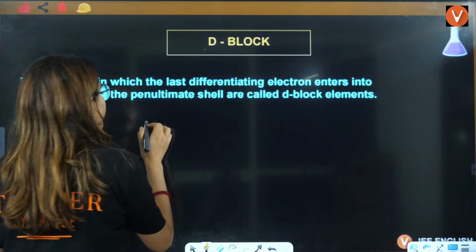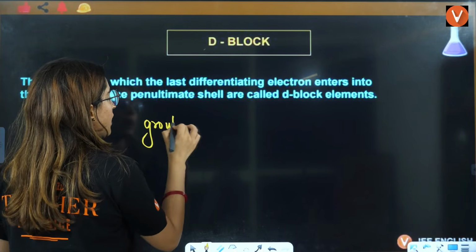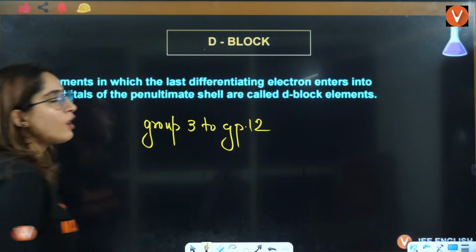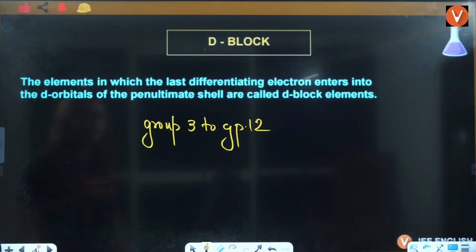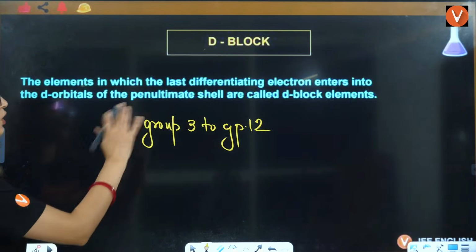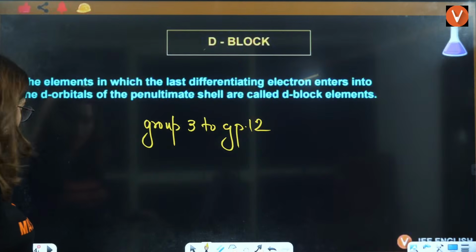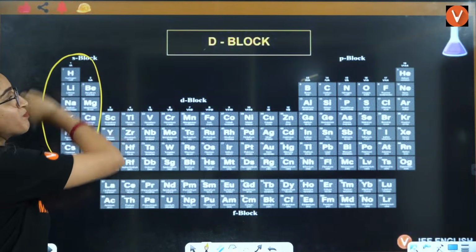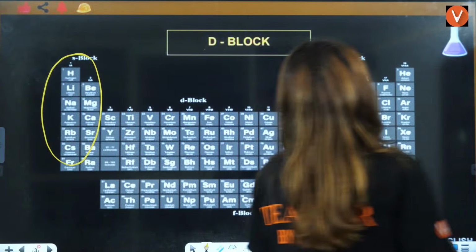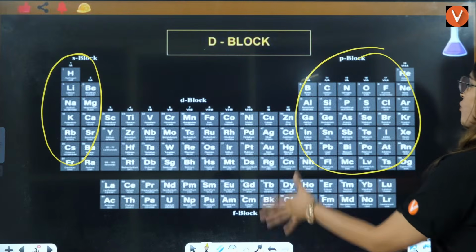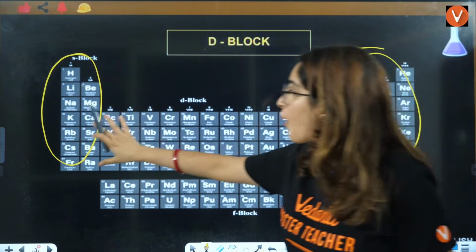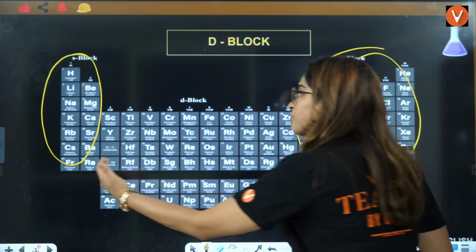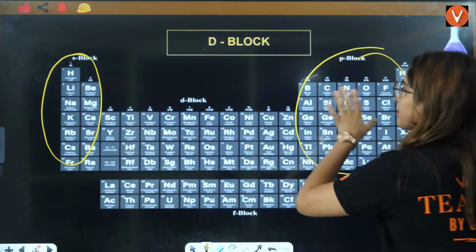Now, group number 3 to group number 12 are your D block elements, right? These are also called transition elements. Can you tell me why they are called transition elements? Because the S block is metallic in nature, and this is the P block. We are moving towards more non-metals here. Let's say this is electropositive in nature, this is electronegative in nature. So we are moving in transition towards the P block here.